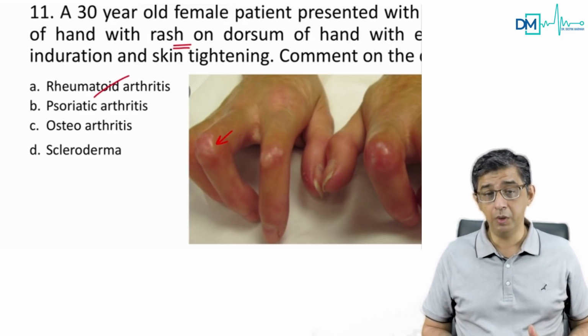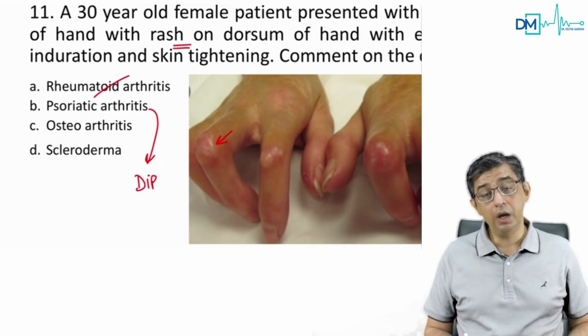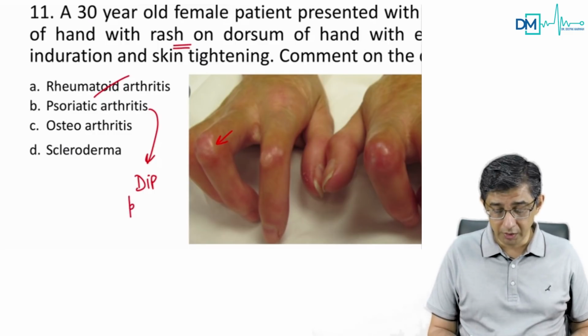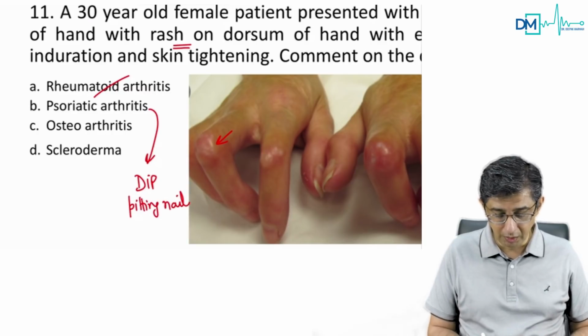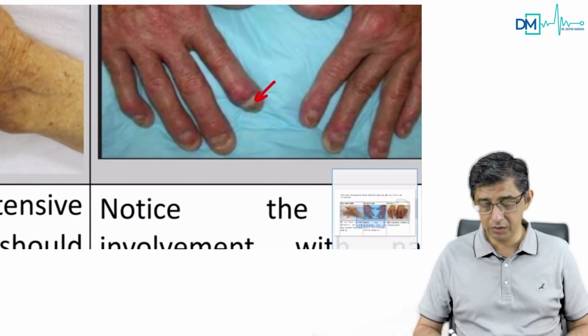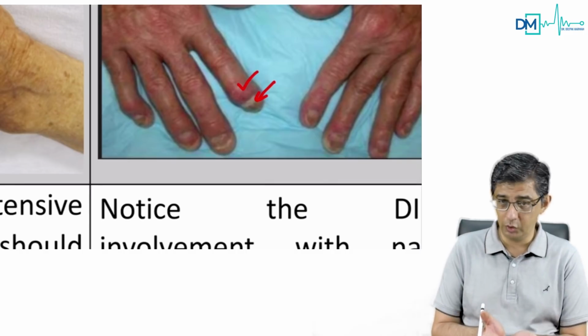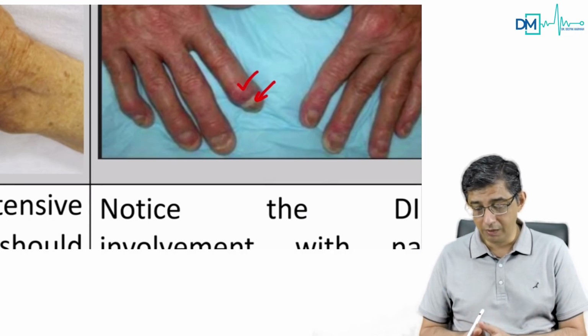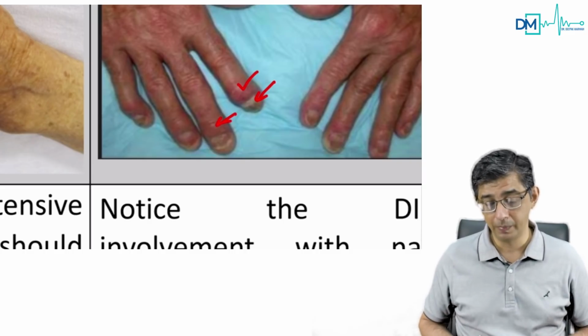Psoriatic arthritis can be a possibility, because psoriatic arthritis will cause involvement of DIP, and then you would be seeing pitting of the nails. So I'll show you an image now of a person having psoriatic arthritis, where you can notice, I'll just zoom it in, the pitting of the nails. So if you're having a pitting, you are having a bit of rash, because psoriasis will also have a rash, and you can have deformities in the distal interphalangeal joint. Yes, it can be psoriatic arthritis also.